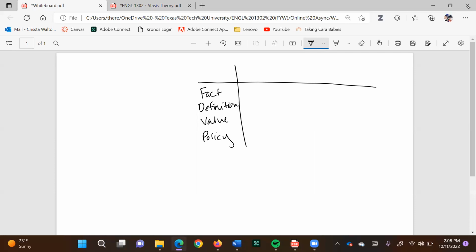And so what this can look like for you as you're planning your paper, think about it in terms of a grid. So you can have a grid that looks at levels of definition, value or evaluation, and policy. So on this grid, you're going to put your different stakeholders, all 5 of them, and you're going to think in terms of what are the facts that each stakeholder is using, what are the definitions they're using, what are the values and the policies they're suggesting.